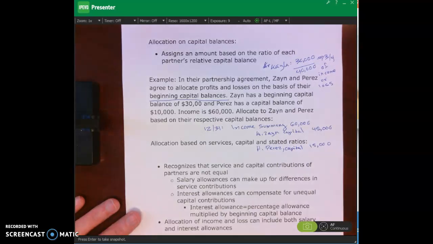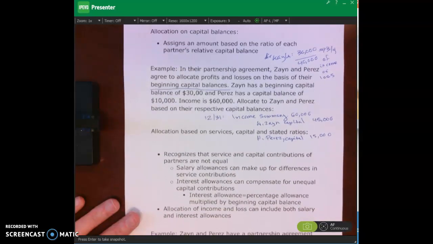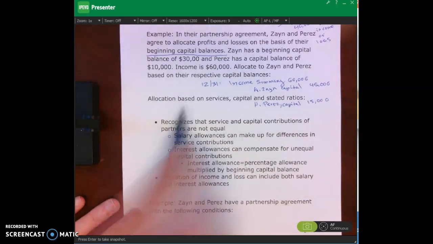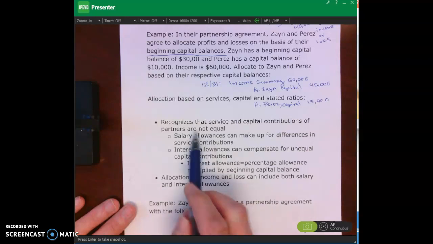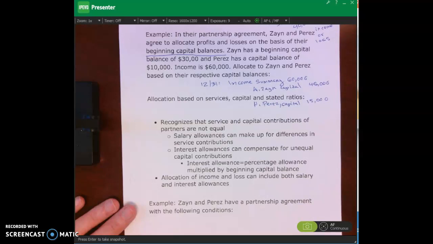Okay? And then again, these are 3 different potential ways that it could be allocated, and that would be specified in the partnership agreement. We could do it based upon their capital balances, based upon a stated ratio, or as we'll see now, a combination of the 3. So now what it can say is allocation based upon services, capital, and stated ratios. Okay? This is a more complex way, but it recognizes that service and capital contributions of partners are not always the same.